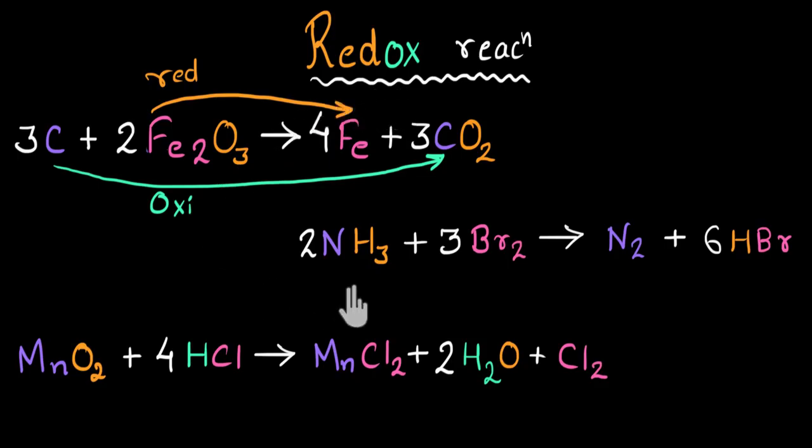Now let's look at another one. Here I have NH3, this is called ammonia, and this is reacting with bromine to give me nitrogen plus HBr. Now if we focus on nitrogen, initially nitrogen and hydrogen were combined. But during the course of reaction, nitrogen has lost its hydrogen. Loss of hydrogen is called oxidation reaction. Nitrogen is losing its hydrogen and this is oxidation.